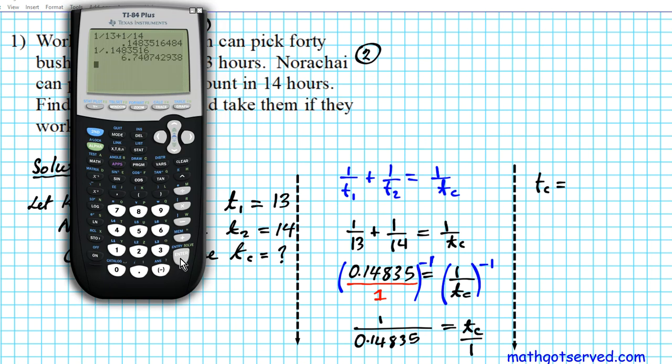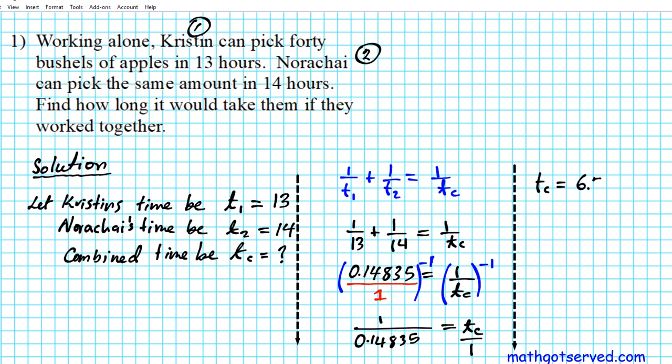0.1483516. That's good enough. Alright, so 6.74 to 2 decimal places. So we're going to have 6.74. Alright, so what does this answer mean? Let's write down what the meaning is.